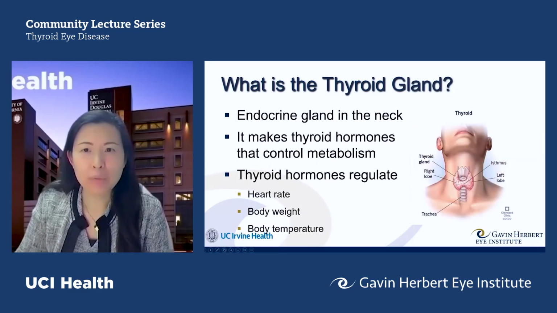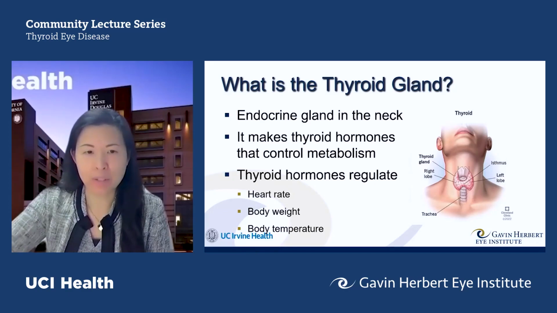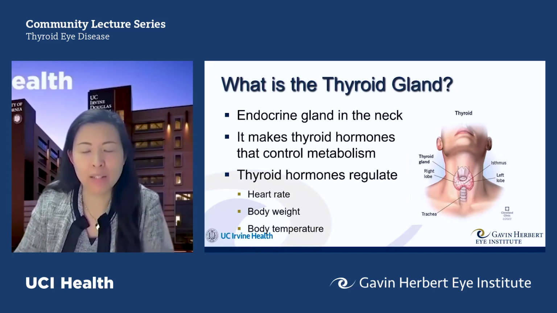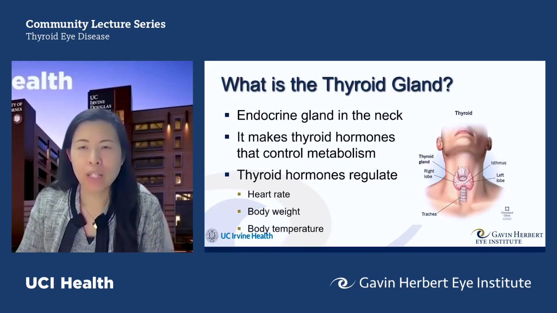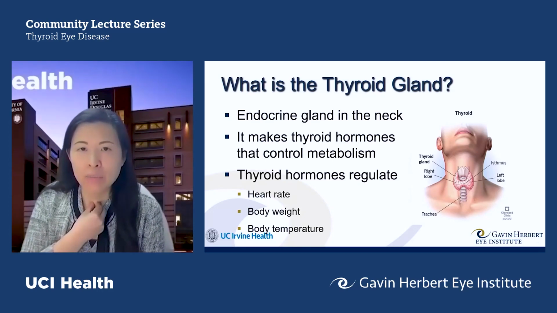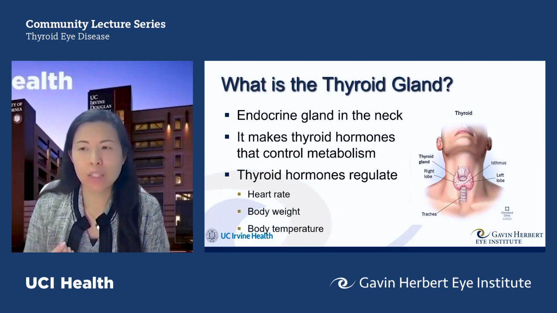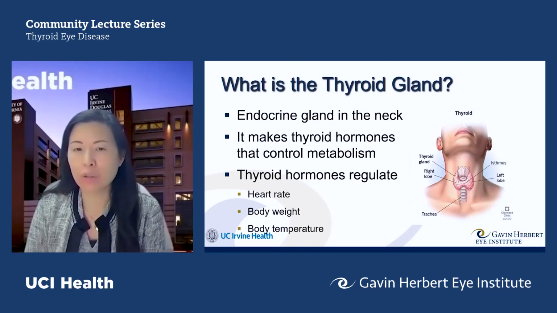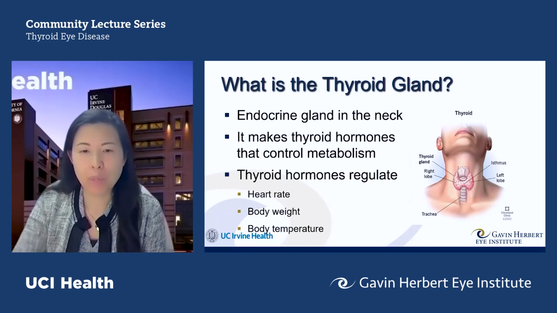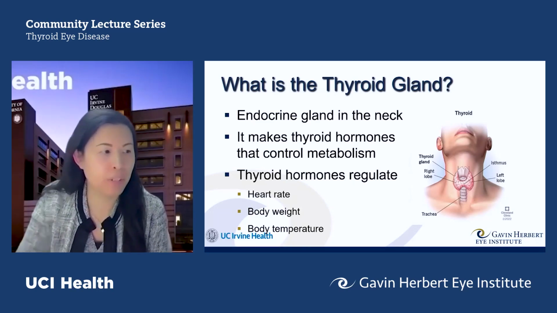But what is the thyroid gland and why are we talking about the thyroid gland when this is a lecture about the eye? So in case you didn't know, the thyroid gland is located in your neck, and the function of the thyroid gland is that it produces hormones or thyroid hormones, and these hormones are secreted into your bloodstream and they control your metabolism. For example, regulating things like your breathing and heart rate and body weight and body temperature, amongst other things.